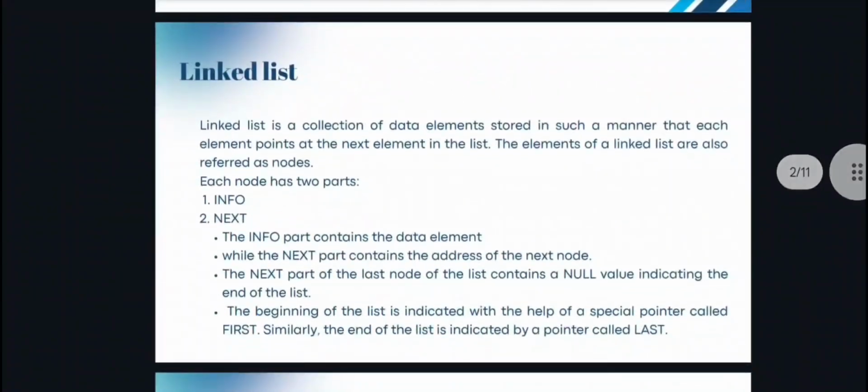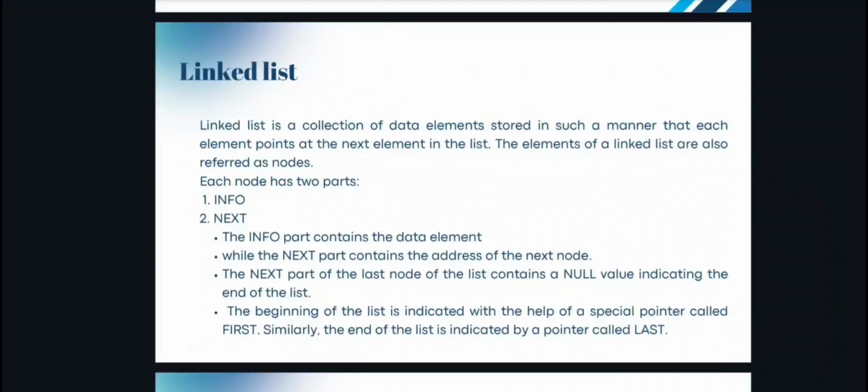So in the first part of the video, we will know what a linked list is. A linked list is a collection of data elements stored in such a manner that each element points at the next element in the list. The elements of a linked list are also referred to as nodes. Each node has two parts. One is the information part and the other is the next part, in which the pointer is stored, which is the address field.